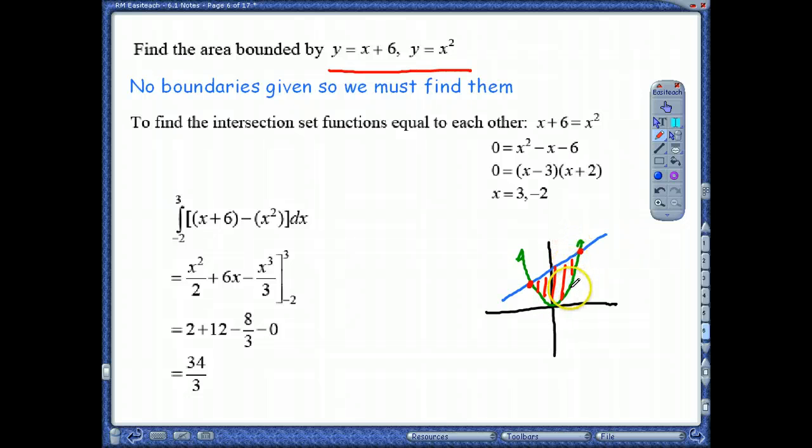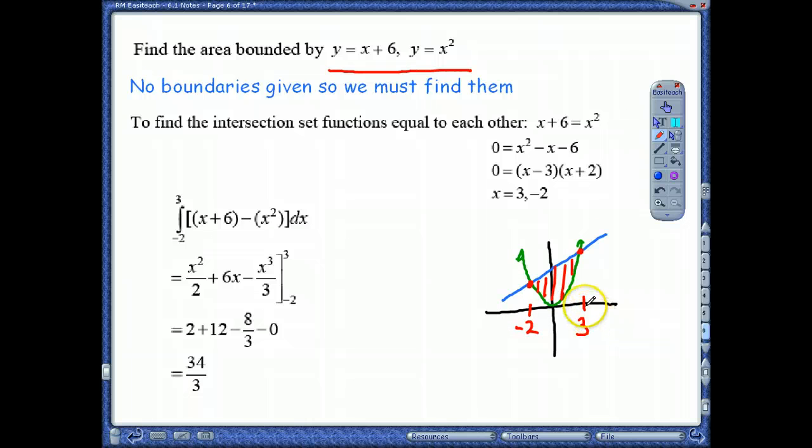I need to find out where they intersect. We can use our calculator and put y1 equals x plus 6, y2 equals x squared, and then use our intersect function on our calculator. But remember, we don't always get to use our calculator. So the other way to old school find our points of intersection is to set them equal to each other. And then factor. Okay? If they don't let you use your calculator on the test, they are going to make them factorable most of the time. So when I go to that and I factor it, I find that x equals 3 and negative 2. So negative 2 to positive 3.